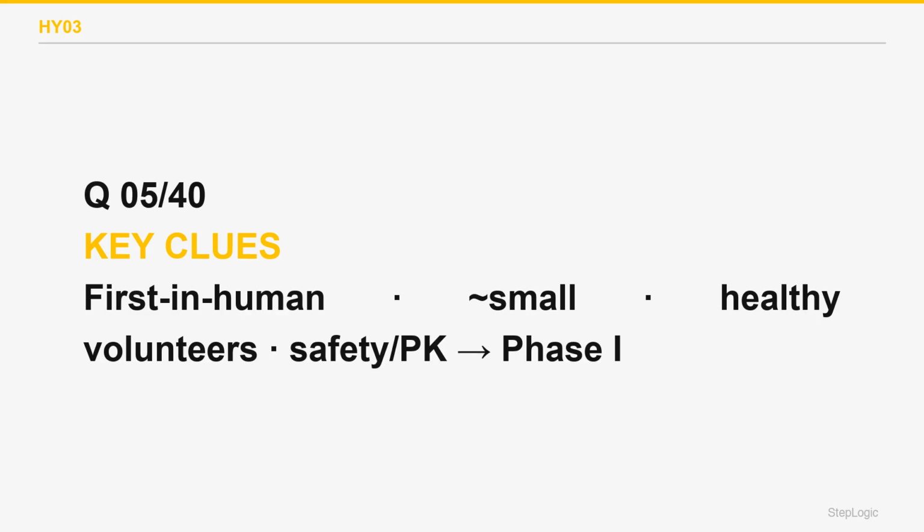Phase 1 is the first in human study, a small group of usually healthy volunteers focused on safety, tolerability, and pharmacokinetics, how the body absorbs and clears the drug. Efficacy is not the goal yet. Phase 2 then tests efficacy and dosing in patients. Phase 3 is the large comparative RCT, and Phase 4 is post-marketing surveillance.